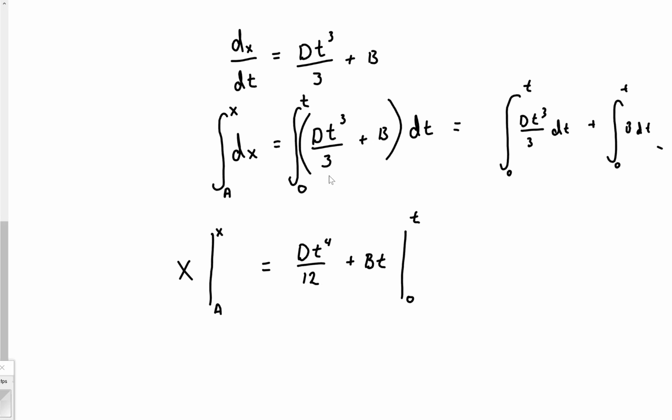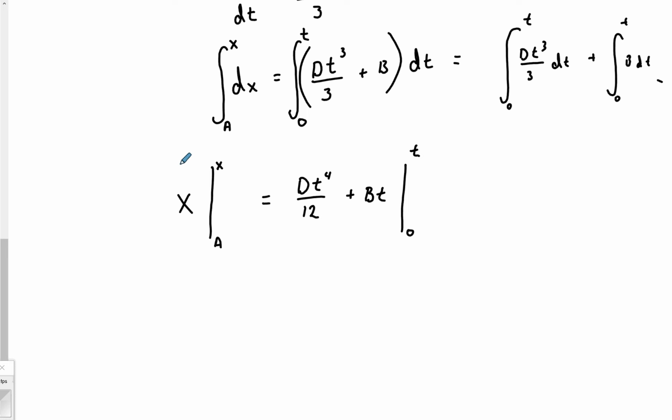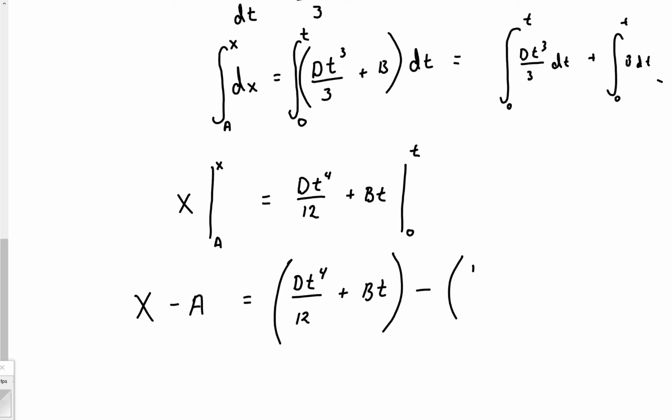And again, the only thing left now is just doing this evaluation. So our evaluation is x minus a on the left. Then on the right side, what do we got? We've got dt to the 4th over 12, because we're actually using t for t, plus bt minus d 0 to the 4th over 12.